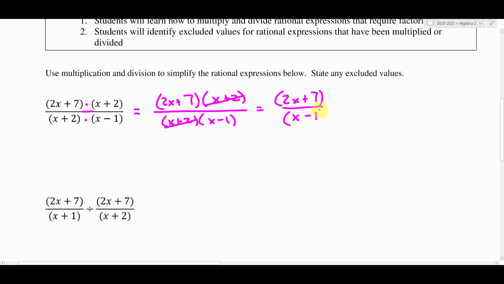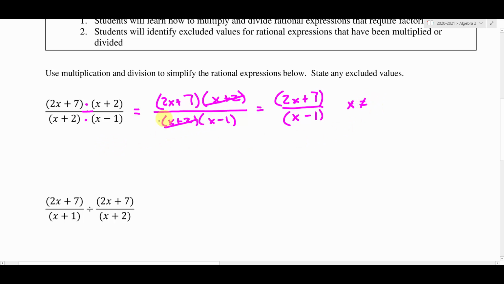Like I said, I'm still seeing students with a tendency to try and cancel things out inside of the factors. Don't do that. Remember, a 2x plus 7 can only cancel out with another 2x plus 7. You cannot cancel out individual parts of the factors. Now we've got to figure out our excluded values. What values of x are we not allowed to be?